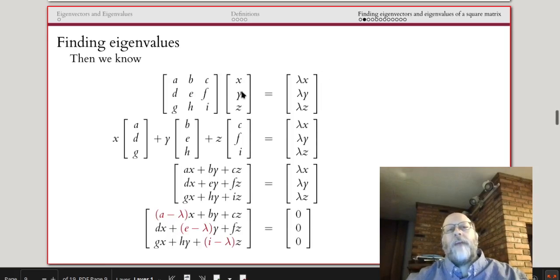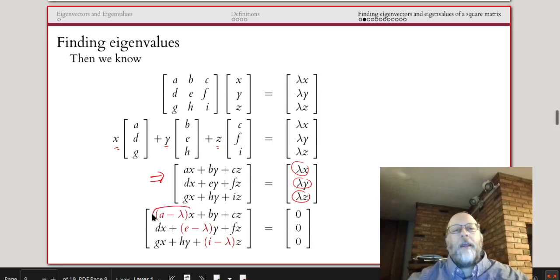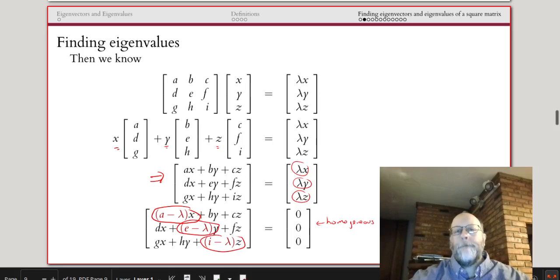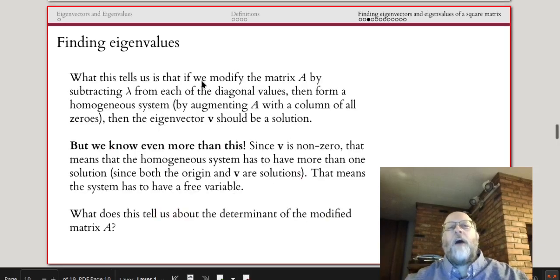Then the matrix times the vector is lambda x, lambda y, lambda z. If I use x, y, and z as the weights in a linear combination, this is what I get. But then when I move the lambda x, lambda y, and lambda z over to the other side, the terms that are on the diagonal are the ones that change, and then the right side is now homogeneous. So what this tells us is if we modify the matrix A by subtracting lambda from the diagonal values, and then form a homogeneous system by augmenting with zeros, then the eigenvector will be a solution.